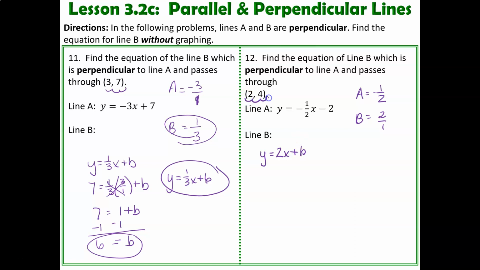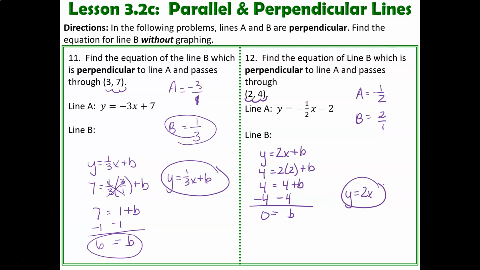Let's plug these points in to get your new y-intercept. 4 equals 2 times 2 plus b. Then I'm going to subtract 4, so b is 0. So that's the origin. So our equation is y equals 2x, because we don't need to write down the origin.